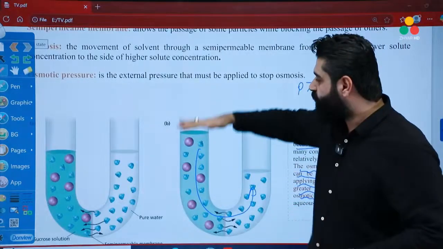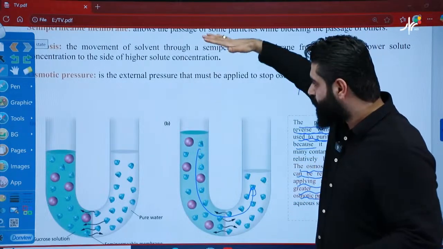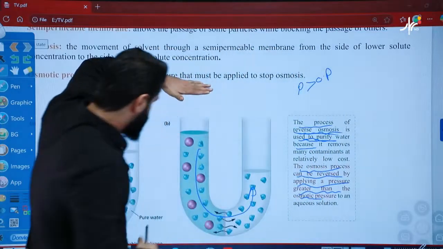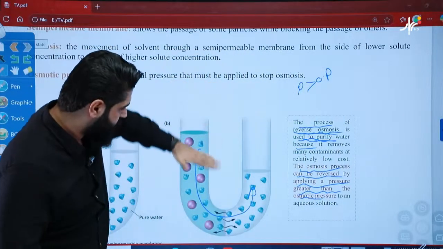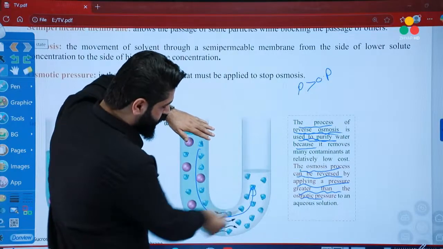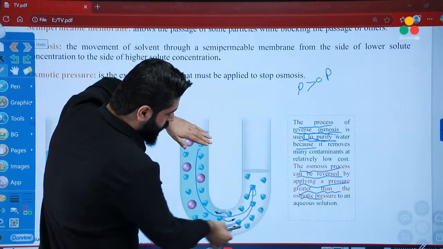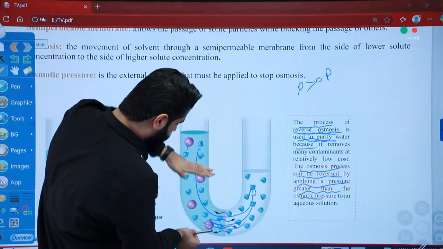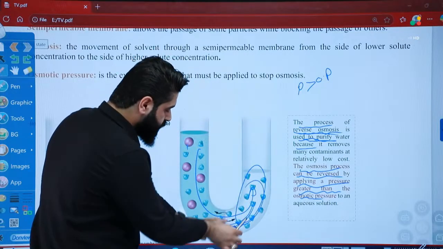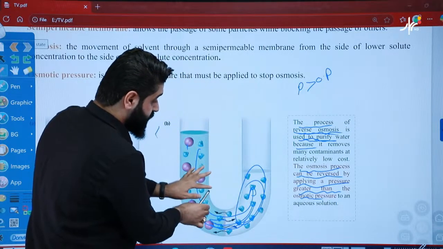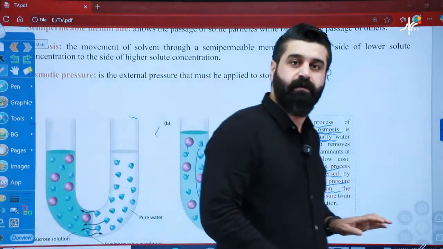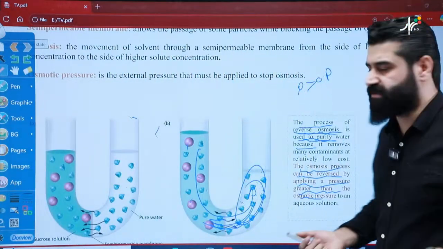We will force this side by a pressure which is greater than the osmotic pressure, like this. If I apply a greater pressure, only water particles can pass through the membrane. So all the water molecules are going to pass through the membrane until we get pure water here and only sugar molecules here. In this case, the water must be purified water. This is called reverse osmosis.